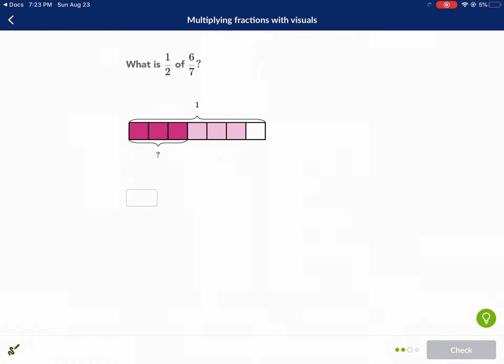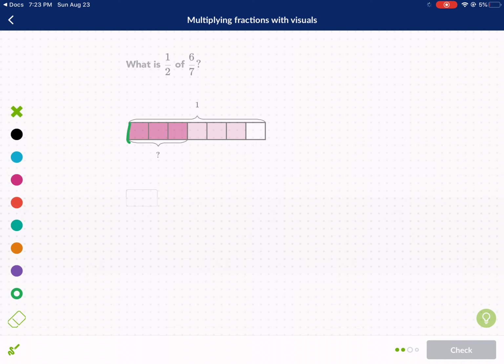Okay, this thing is clearly divided into 7ths. 1, 2, 3. Notice how there's more. 4, 5, 6, 7. Sorry, not the neatest. Okay, and we want to know what 1/2 of 6 out of 7 is. So we only wanted 6 out of 7, okay? I don't know why I selected that 7th one. So you would agree that that's 6 out of 7.